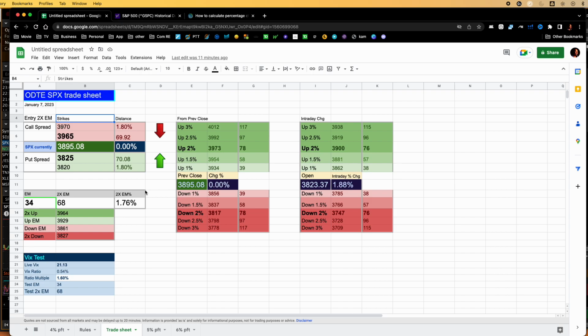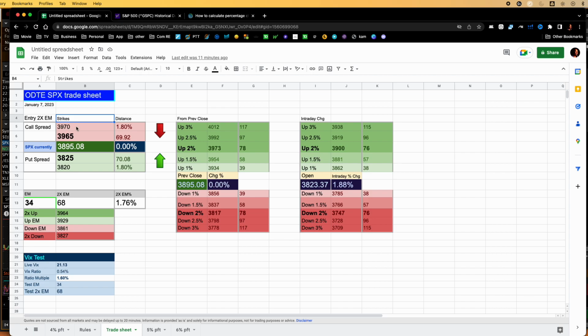The good thing about Google Sheets is that you can pull in live market data. So that's pretty cool, and I'm trying to take advantage of that. So let's talk about this real quick and what I have. This section right here is telling me what strikes are going to be the next strikes up from 2 times the expected move, which is where I like to trade. I like to trade 2 times the expected move.